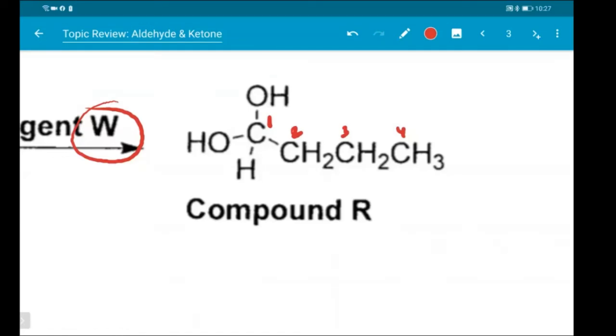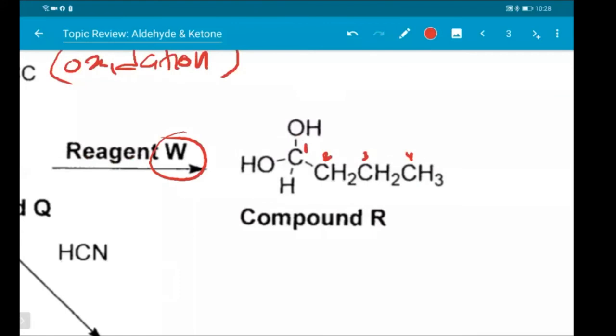Okey, sebab ada OH kat situ, the first carbon. OH is the functional group for alcohol. Prior becoming the alcohol, it was reacted with reagent W. So sekarang ni, as you can see here, the carbon-carbon chain ni is a straight chain. Tak ada cabang. Kan awal-awal tadi kita discuss ada dua possibilities.